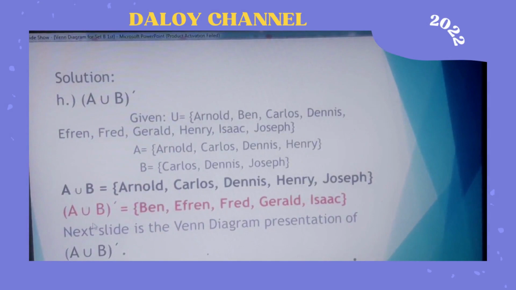For the last requirement, finding the complement of the union between A and B. So, to find the union between A and B, you have to enumerate all the elements involved. So, no repetition. To find the complement of the union between A and B, you have to compare this union to the universal set. So, eliminating the names common between the universal set and the union of A and B, the remaining would be the complement of the union between A and B. These are Ben, Efren, Fred, Gerald, and Isaac.